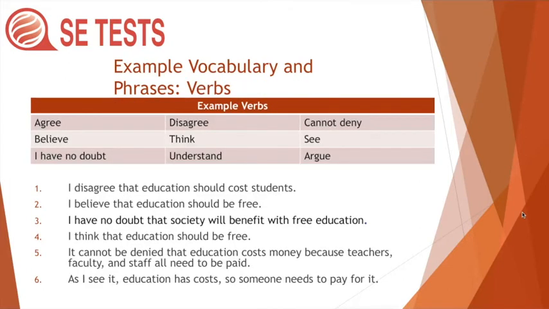So these are nine different verbs you can use. So I disagree that, I believe that, I have no doubt that, I think that, or it cannot be denied, or as I see it, education has costs. So those are some examples of verbs.